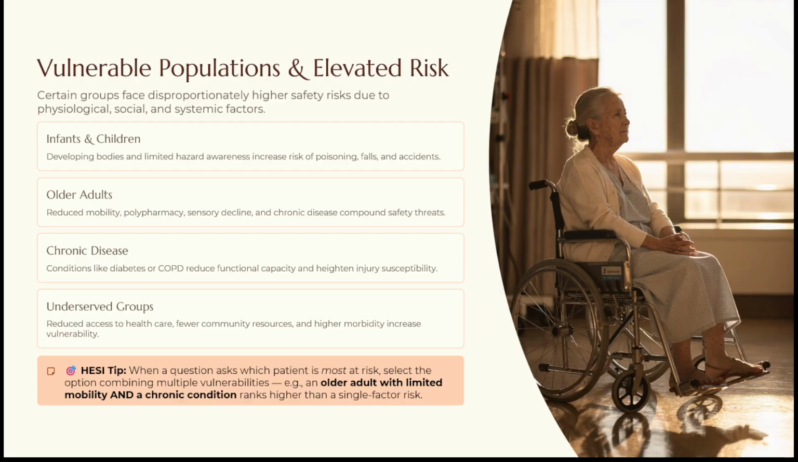There are certain patient populations at greater risk for injury and complications due to physiological, developmental, or social factors. Infants and children are vulnerable because they lack hazard awareness and depend on caregivers for safety. Older adults are at increased risk due to reduced mobility, sensory decline, chronic illness, and polypharmacy, meaning that they take a lot of different medications.